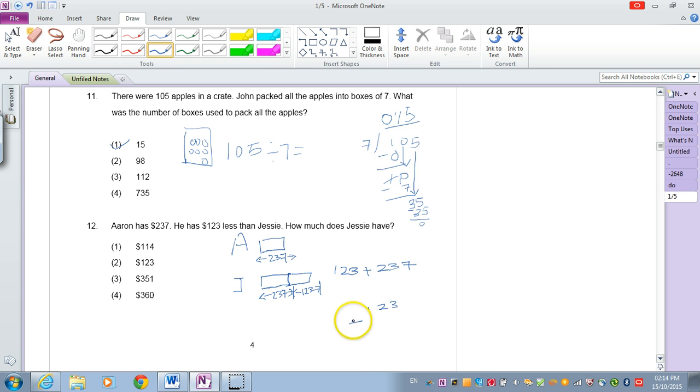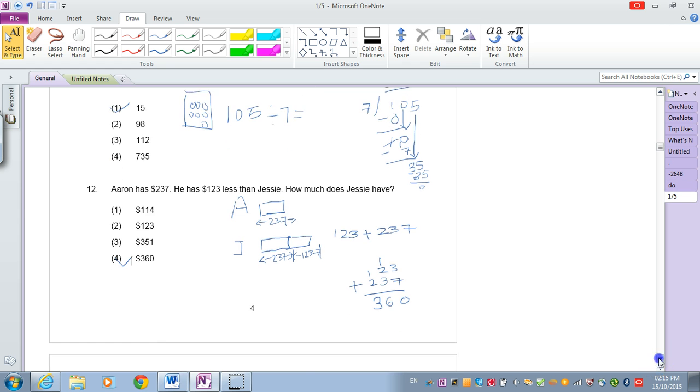123 plus 237. And then we have 3 plus 7, we have a 10, so we have to regroup. And 2 plus 3 is 5. Okay, and add 1, we have a 6 tens. And 2 plus 1, we have 300. So Jessie would have $360. And that will be option 4. Alright, let's move on.